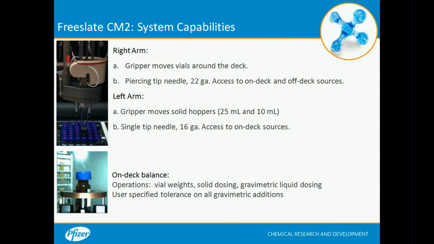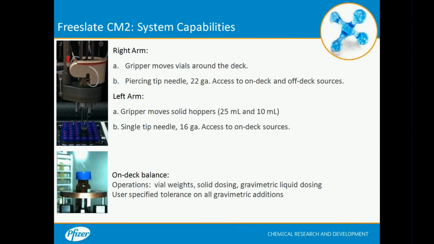The left arm, which I don't have pictured here, has a large gripper that moves those solid hoppers I was showing, which are both 25 mil or 10 mil. And the single tip needle, which is 16 gauge, so significantly wider. And this only has access to reagents that are on the deck. But what's great about the 16 gauge is you can access slurries, which might be too thick and would clog the 22 gauge. We also have the on-deck balance.